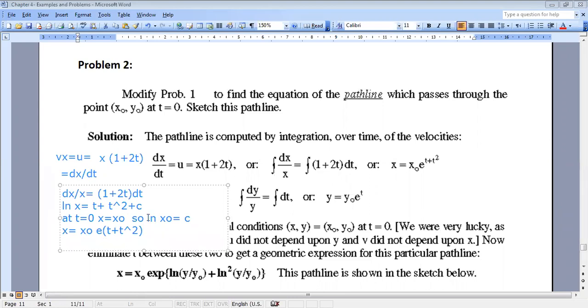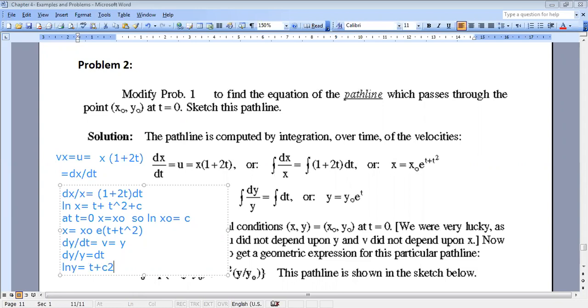We have that dy by dt is equal to the v component of the flow field, which in the given is equal to y. So now we do separation of variables. We get that dy over y is equal to dt. So simply here ln y is equal to t plus a second constant c2.